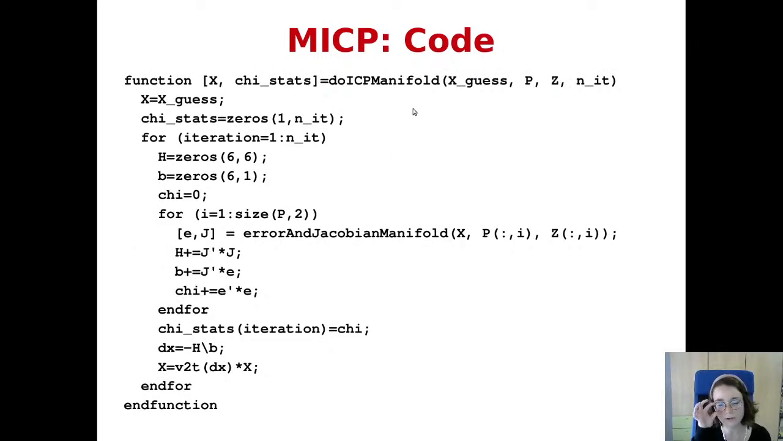Here you see the function that actually implements the ICP on manifold, and in particular in the internal for loop you have the computation of the Jacobian and of the error by calling the function error and Jacobian that we have seen in the previous slide, while H and b are computed and updated for each of the measurements and then used to compute the perturbation in the external for loop, and then delta x is used to compute x.